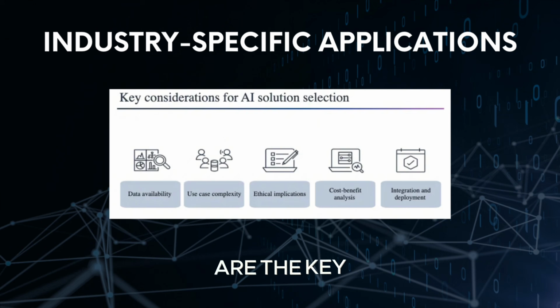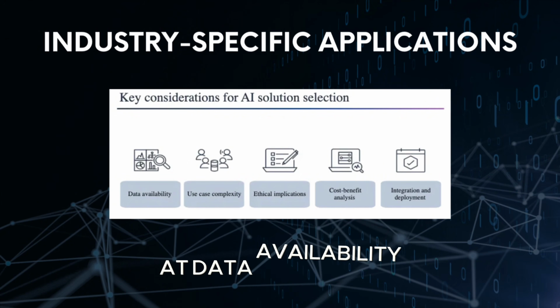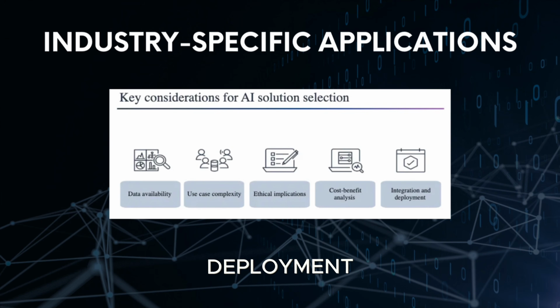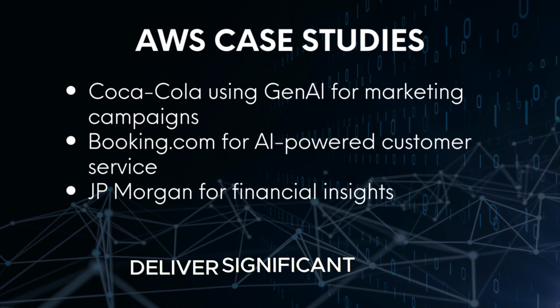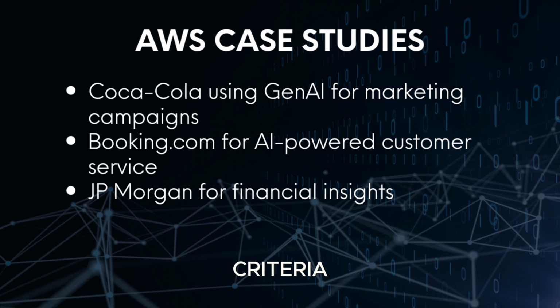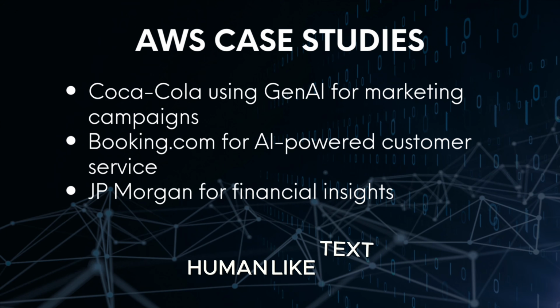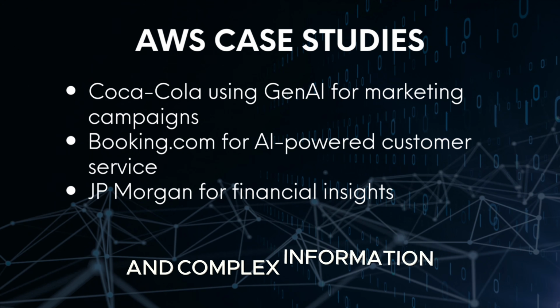But then what are the key considerations for AI solution selection? Well, first we look at data availability, use case complexity, ethical implications, cost-benefit analysis, and integration and deployment. So when identifying opportunities where generative AI is likely to deliver significant value, we need to assess potential use cases against the following criteria. So there needs to be large volumes of unstructured data, the need for human-like text or image generation, repetitive content creation tasks, personalization at scale, and complex information synthesis.